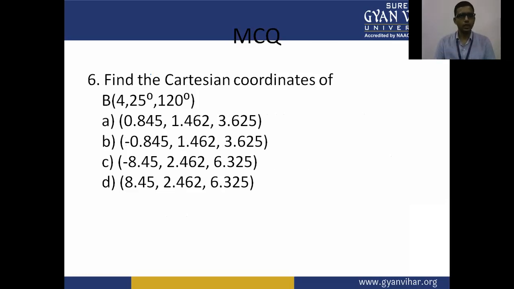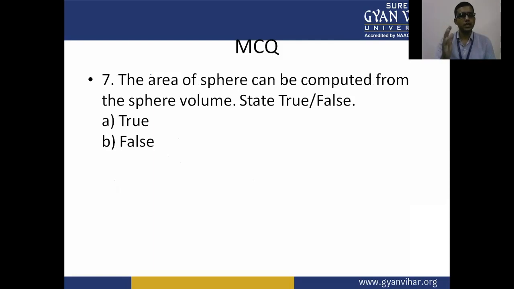Find the Cartesian coordinates of the point B, that is 4, 25 degrees, 130 degrees. The point B is given in the spherical coordinate system, so we have to convert the spherical coordinates to Cartesian by our transformation. Question number 7: the area of the sphere can be computed from the sphere volume. Is it true or false?